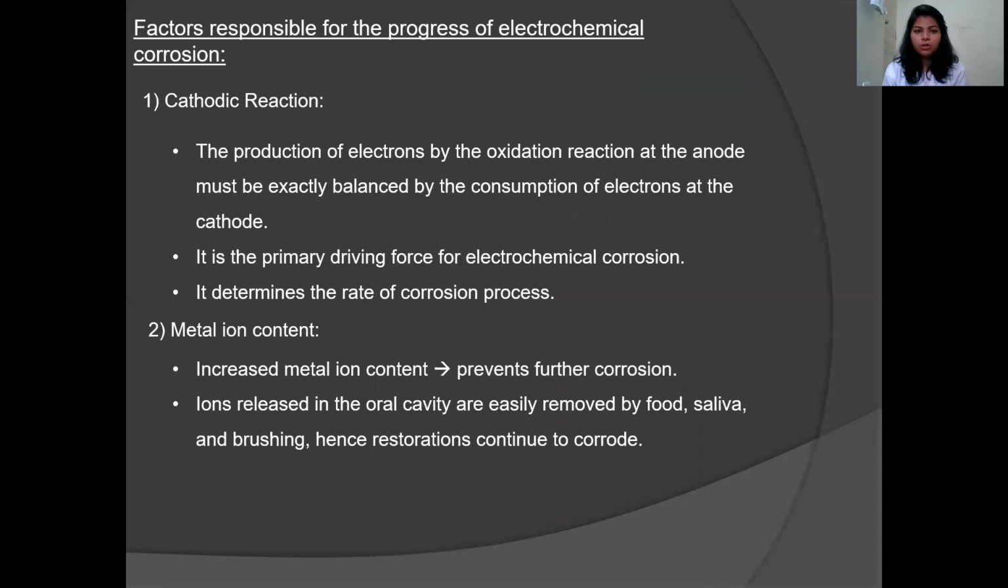Factors responsible for the progress of electrochemical corrosion. First is the cathodic reaction. The production of electrons by the oxidation reaction at the anode must be exactly balanced by the consumption of electrons at the cathode. It is the primary driving force for electrochemical corrosion and determines the rate of the corrosion process. Next is metal ion content. Increased metal ion content prevents further corrosion. Ions released in the oral cavity are easily removed by food, saliva and brushing. Hence, restorations continue to corrode.